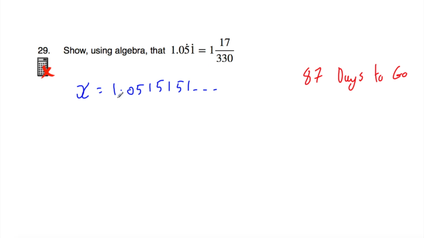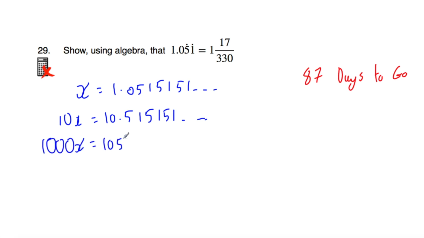We want to now get a recurring decimal that's got the recurring bit after the decimal point. Now this 0 doesn't recur, so I'm going to multiply this by 10. So 10x equals 10.515151 and so on. Now if we go back to our x, I'm not going to multiply this by 100 because that would give me 105.151515 and so on. I want 515151. So if I go back to my x and multiply this by 1000, now it gives me 1051.515151. So 1000x is equal to 1051.515151 and so on.